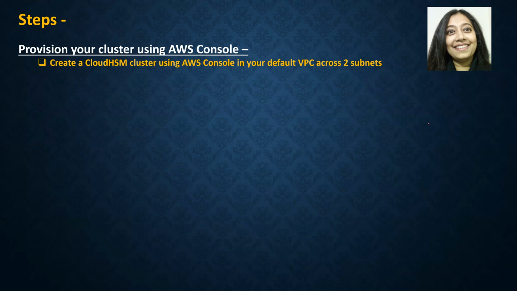So let us begin with this hands-on lab. The first thing that we are going to do is go ahead and provision our cluster using the AWS console, right? So this is our first step. I will be provisioning this cluster in my default VPC across 2 subnets. But if you have your own VPC, feel free to do that. Ensure that it is at least across 2 subnets and availability zones.